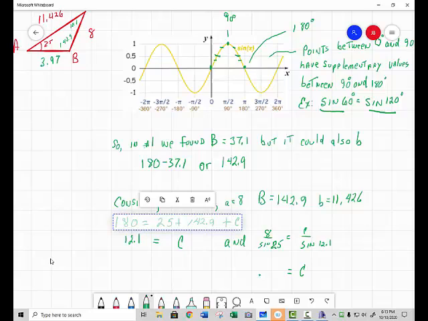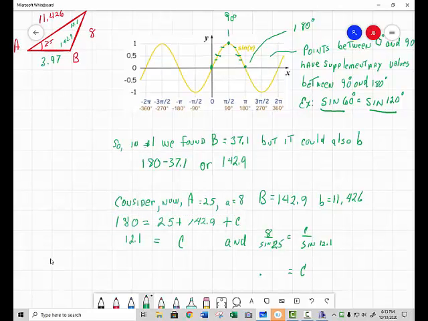Now go back to the law of sines again. 8 divided by the sine of 25 is the same thing as C divided by the sine of 12.1. Find out that C is 3.97. And what we would do is we simply multiply 8 times sine 12.1 divided by the sine of 25, just like you did before.